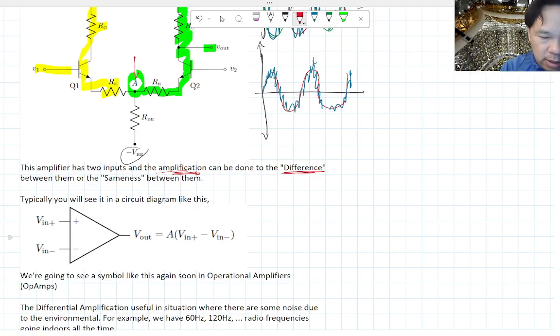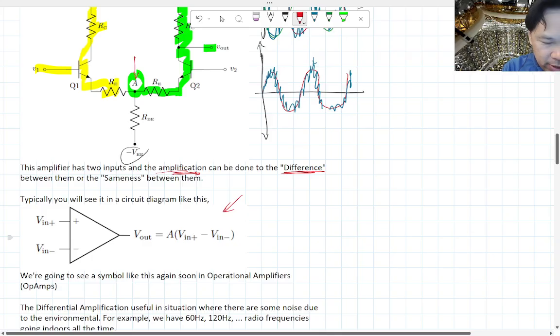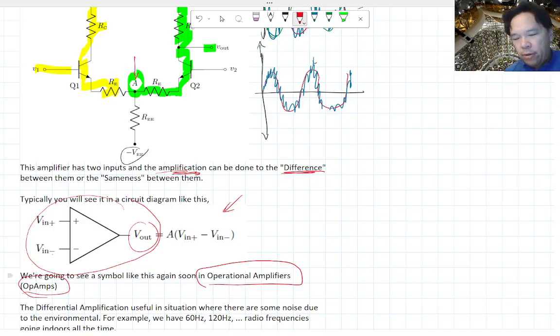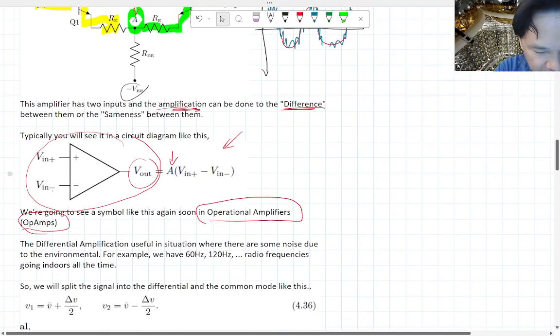In a circuit diagram, a lot of the time, instead of seeing this complicated circuit, they just change it into a triangle, and then you have a V in plus, V in minus, and a single output. The single output is designed so that it amplifies the difference between the two inputs, and that's all I care about. And we're going to see that this is in the future known as an operational amplifier, where this A, instead of being 10, 20, 1,000 or something like that, is going to be maybe like 1,000,000. And we'll see how that turns out, and how we can actually apply that.